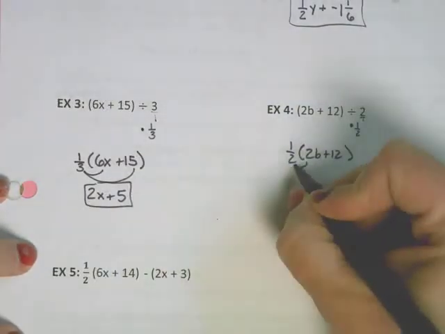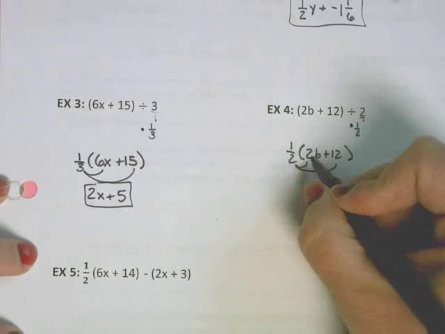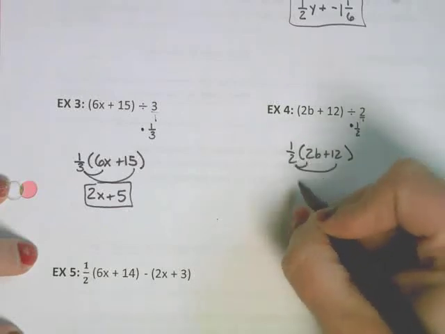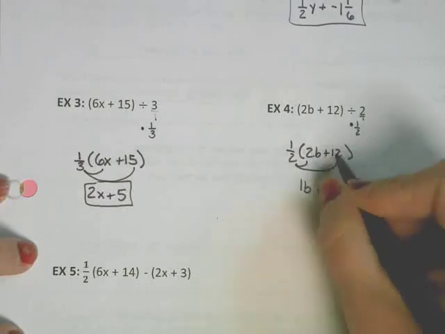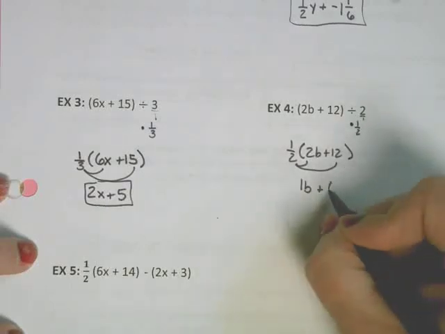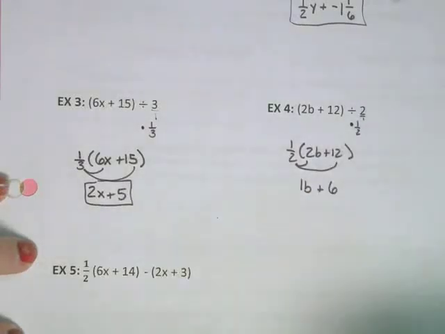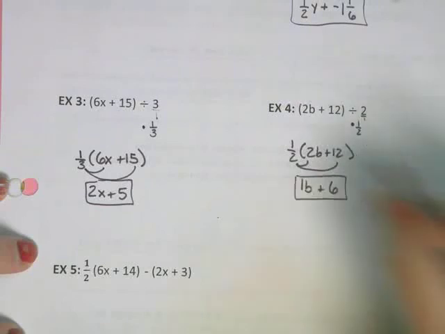And if I do my distributive, a half of 2, a half times 2 is 2 divided by 2. Half of 2 is just 1b, or just b. And a half of 12, half times 12 is 6. 12 divided by 2. 1b, or just b plus 6.